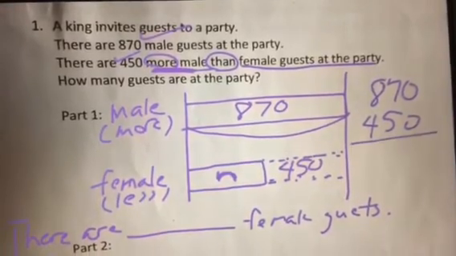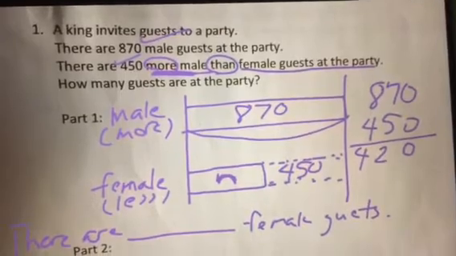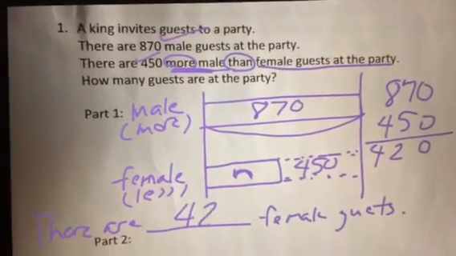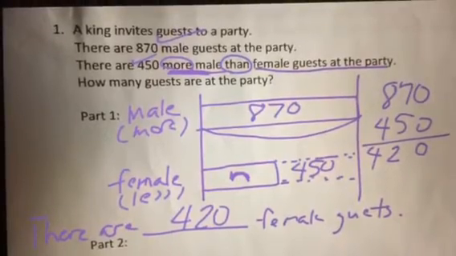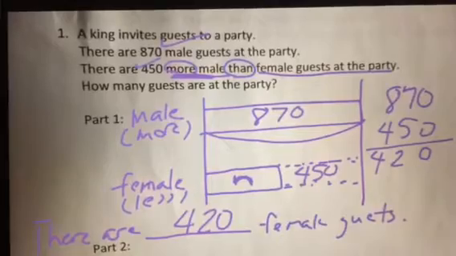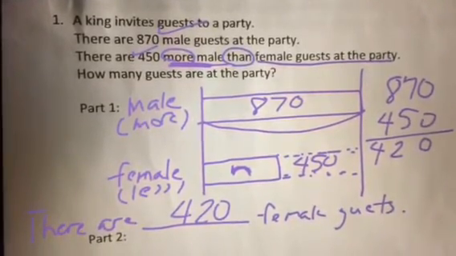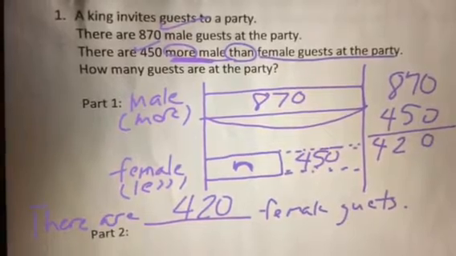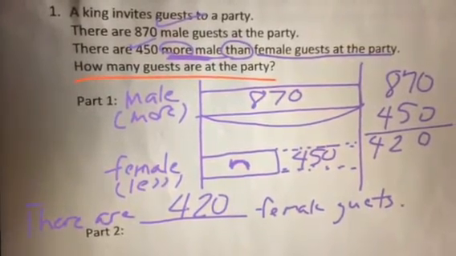So let's do our subtraction. Pretty straightforward. There are 420 lady guests at the party. Now remember, we always end up using the information for part one or part A to figure out part two. So part two, we need to figure out how many guests altogether are at the party.